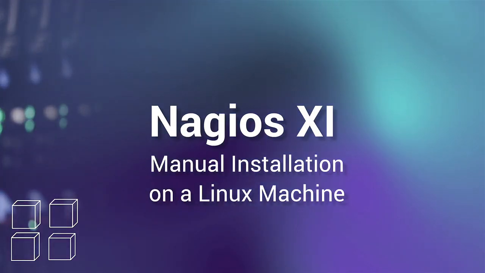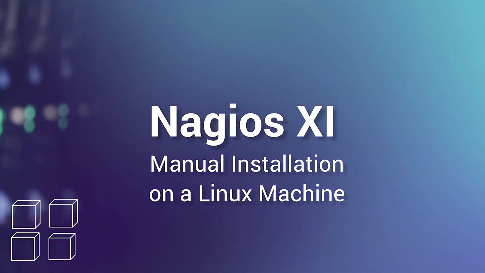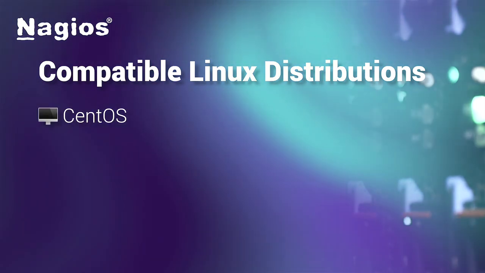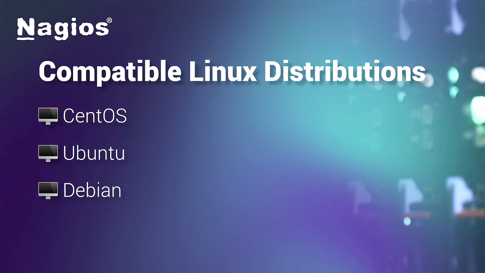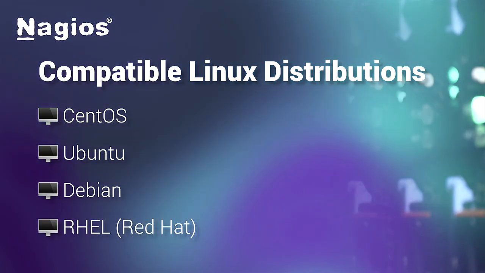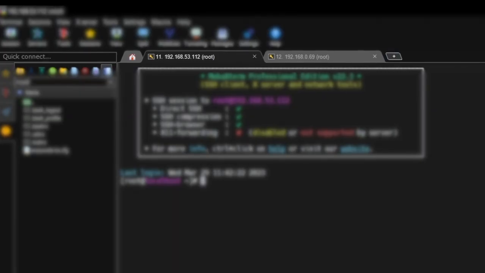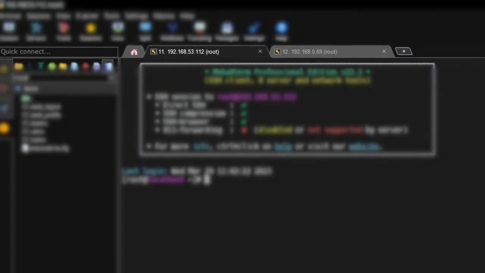The final thing we're going to look at today is manually installing XI onto a Linux machine. XI can be manually installed onto CentOS, Ubuntu, Debian, and RHEL, or Red Hat distributions. Before we get started, I want to mention that I have 2 CentOS 8 VMs spun up and ready to go. I have 2 since there are 2 installation methods for manual installs.